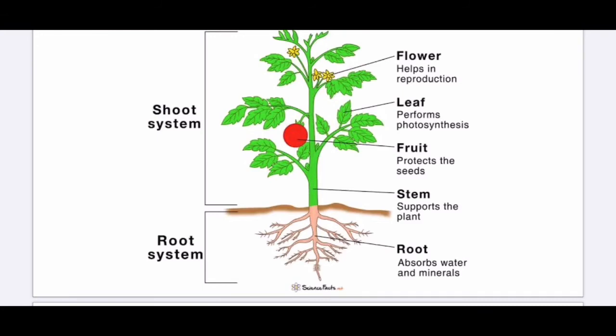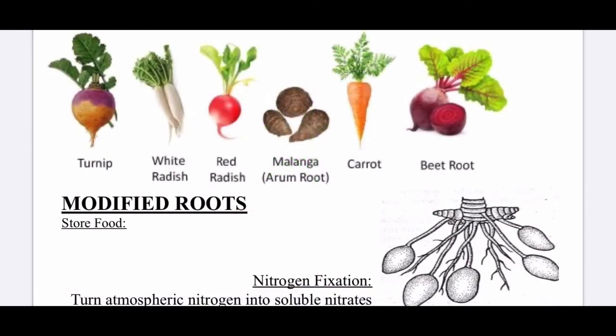Every root has hair-like structures. We call them root hair. These root hairs help in the absorption of water and minerals from the soil for the plant. Root hairs also hold soil particles in the soil and help to fix the plant. Roots also perform some other functions.